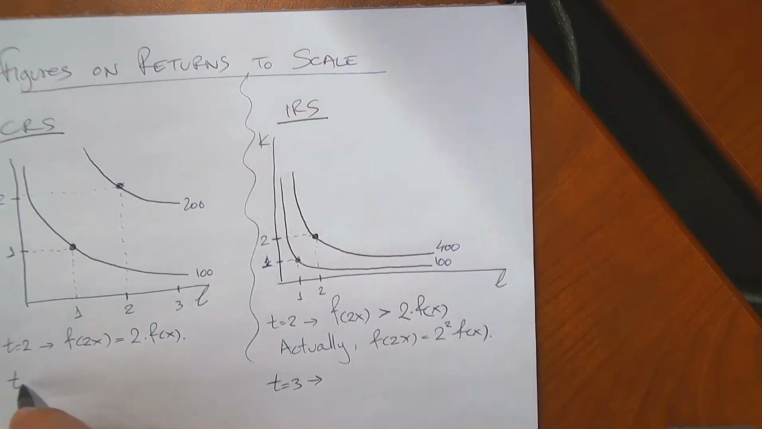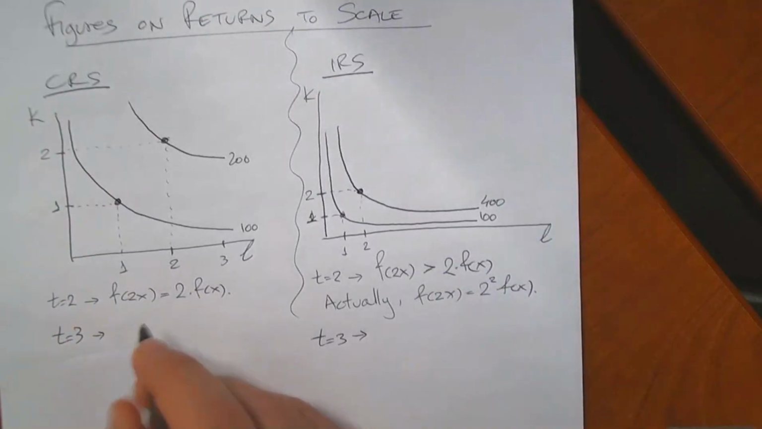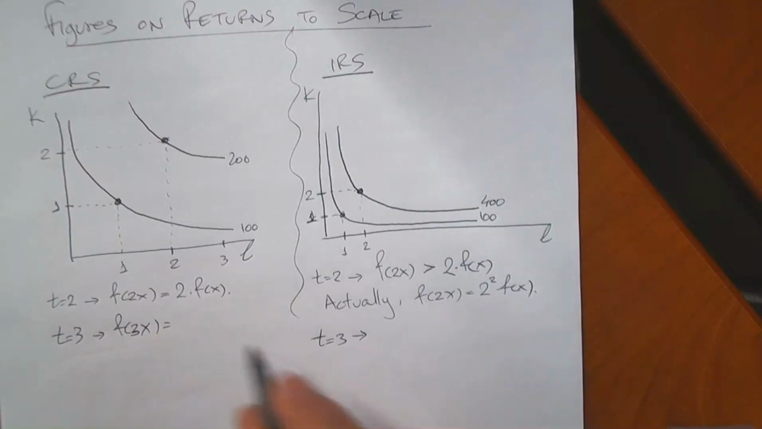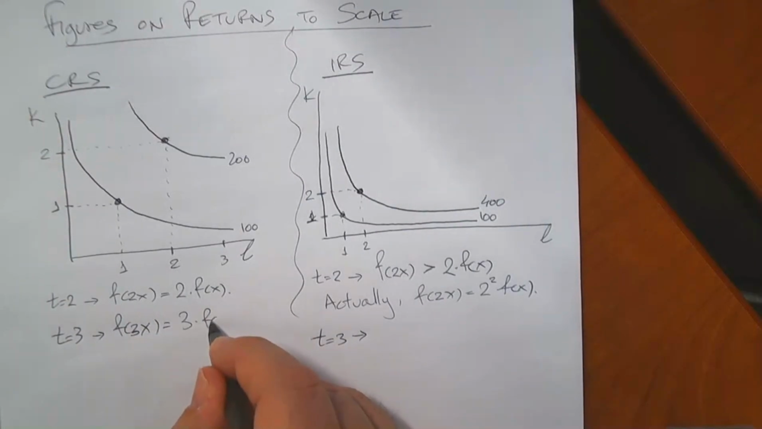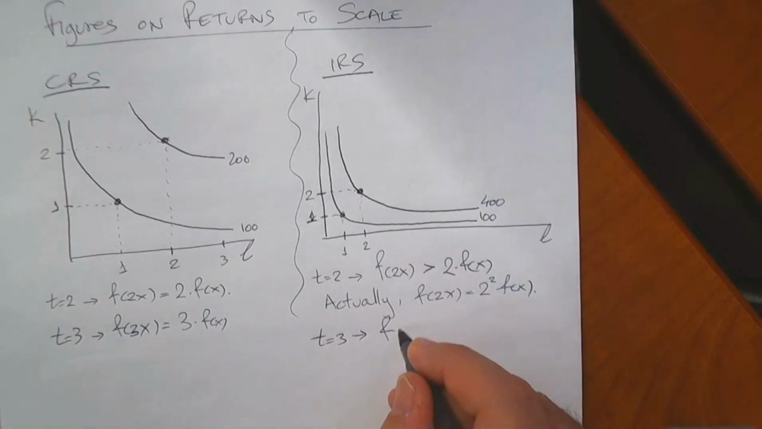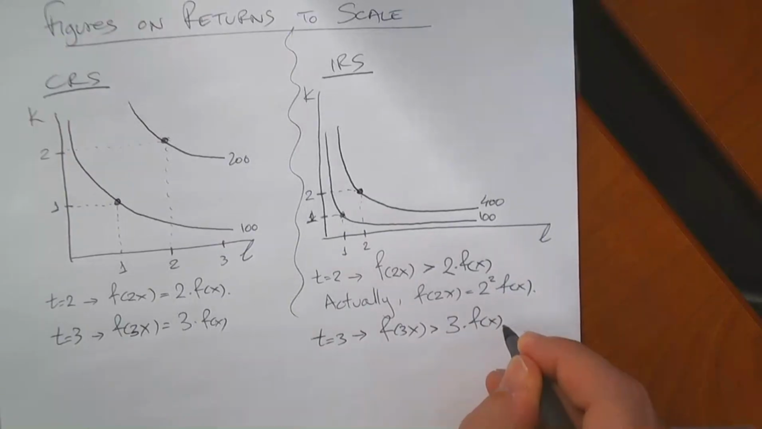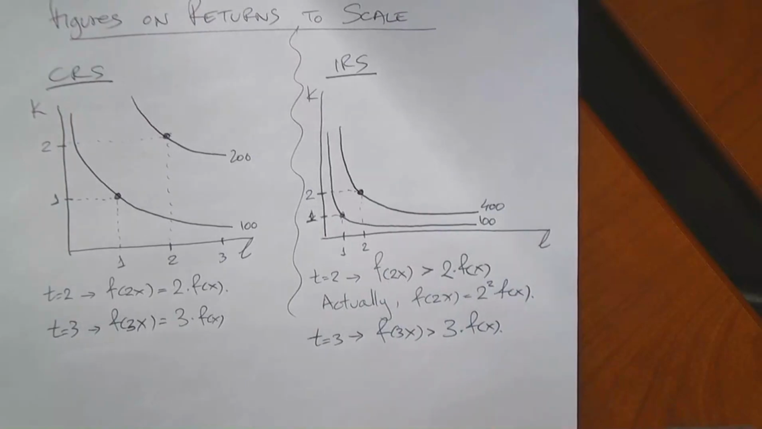Here for the constant returns to scale, just for completeness, if t was equal to 3, f of 3x would be equal to 3 times f of x. Over here, we want to have f of 3x being greater than 3 times f of x, correct? According to our definitions of increasing returns to scale.